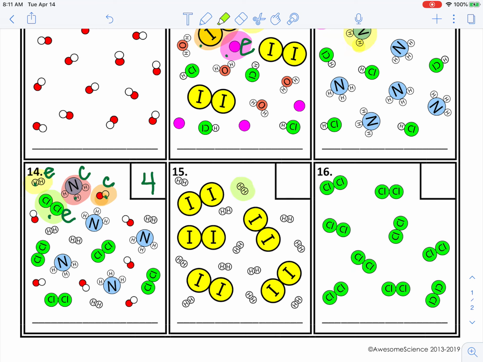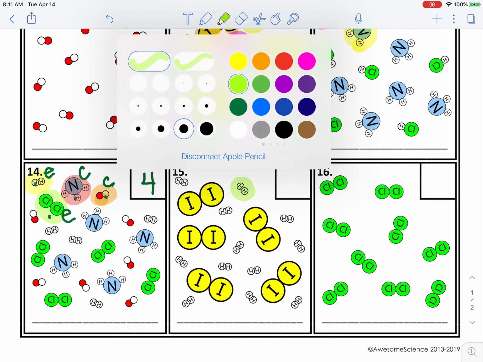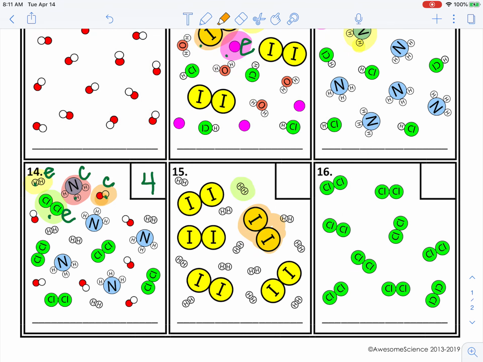For 15, I have H2, and I have I2. Those are both elements, and there are 2 different elements in that one.